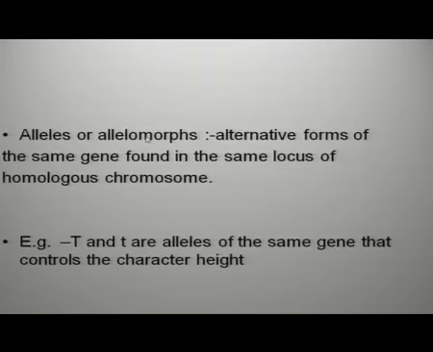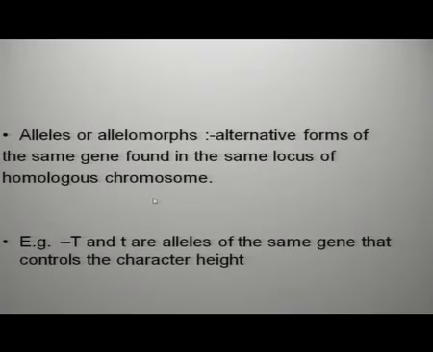Now, the next important thing is alleles, or another name, allelomorphs: the alternative forms of the same gene controlling the same trait or the same character, which are seen in the same locus of a homologous chromosome, that is known as alleles or allelomorphs.